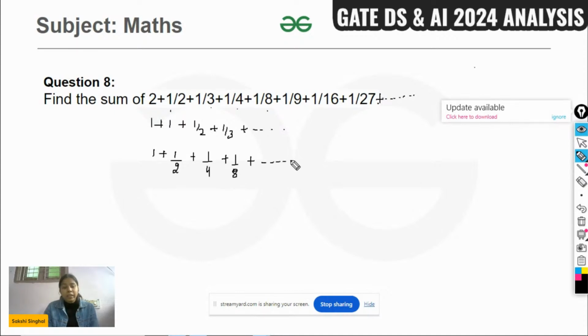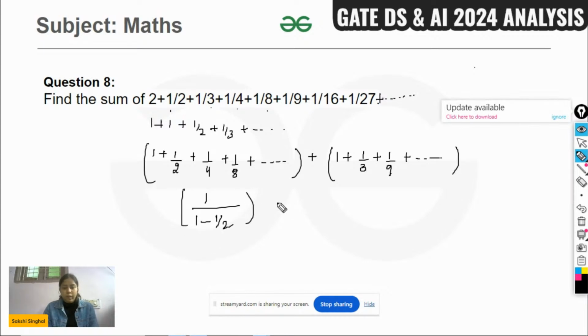I'm just telling you the complete solution for this question as well, right? How would you solve it? Instead of giving the answer, 1 plus 1 by 3 plus 1 by 9. Now you can see that this is a geometric series, an infinite geometric series. So we know the sum is 1 upon 1 minus r. Sum of the infinite series, 1 by 2. Here r is 1 by 2.